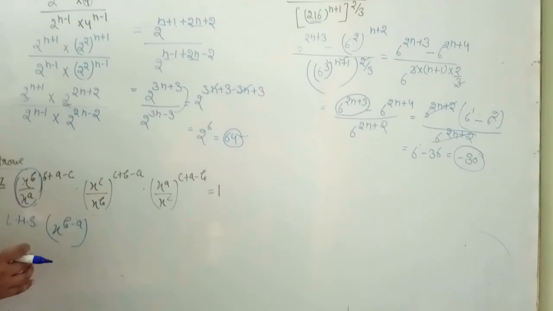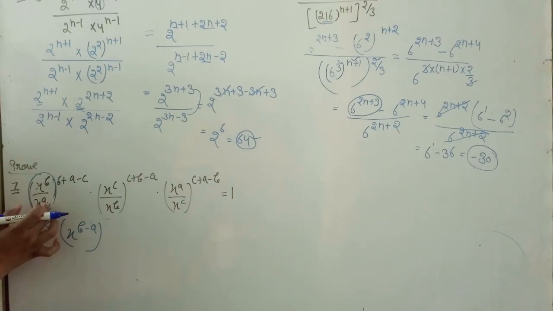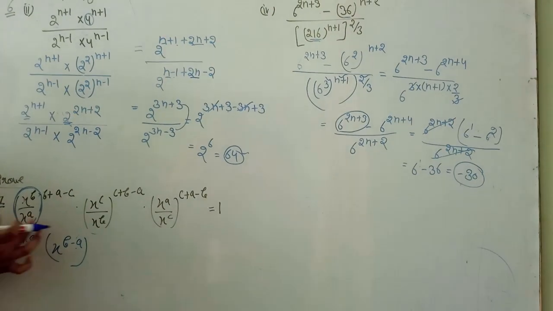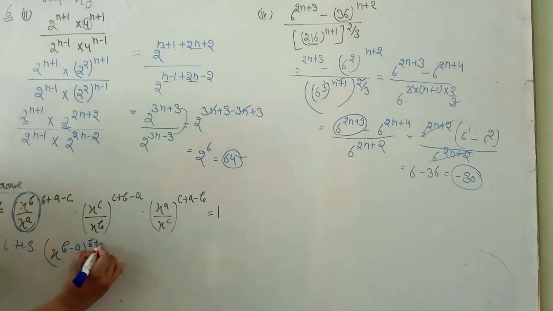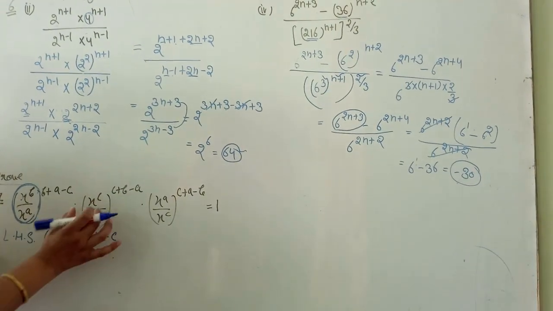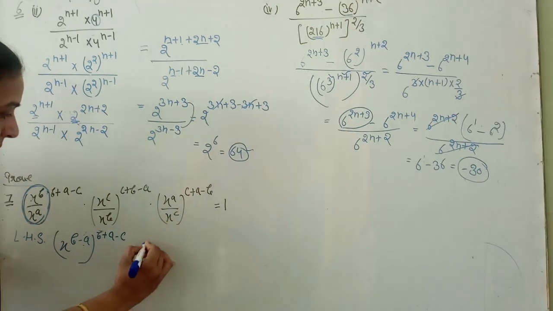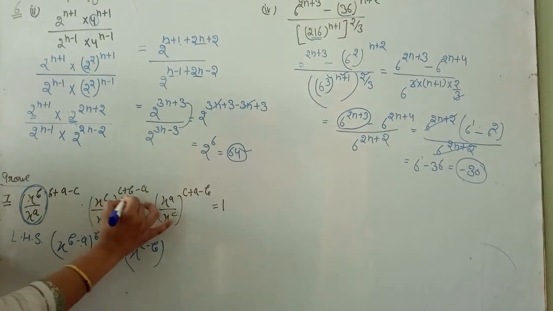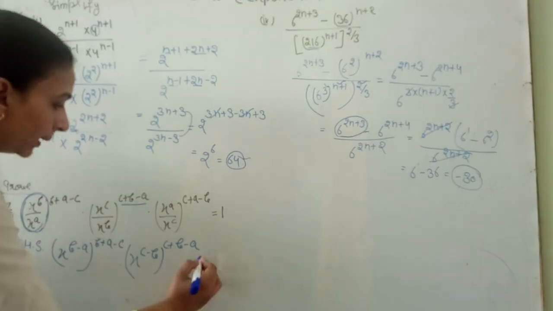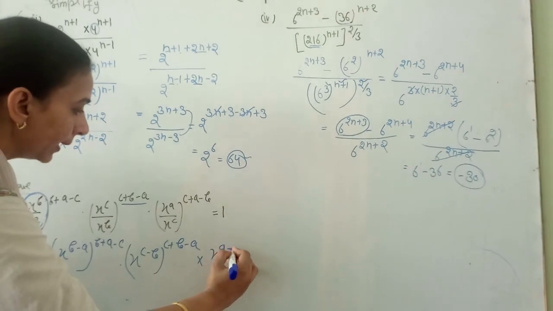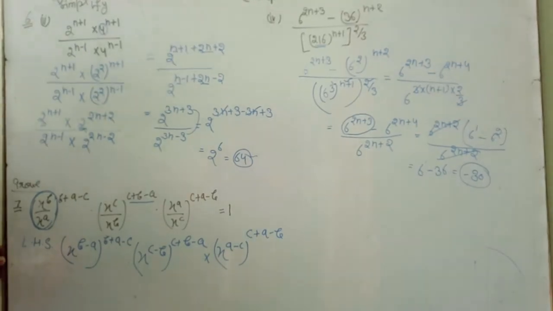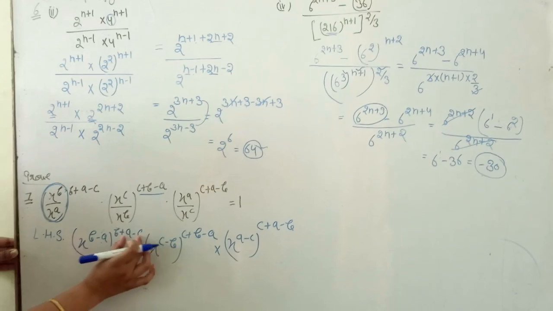In place of this x raised to the power b, x raised to the power a, according to quotient law, we can write this x raised to the power b minus a, and complete power b plus a minus c. Clear? Again multiply. Dot means multiply. Same according to quotient law, x raised to the power c minus b, and complete power c plus b minus a. Clear? Dot means multiply. Again x a minus c raised to the power c plus a minus b.